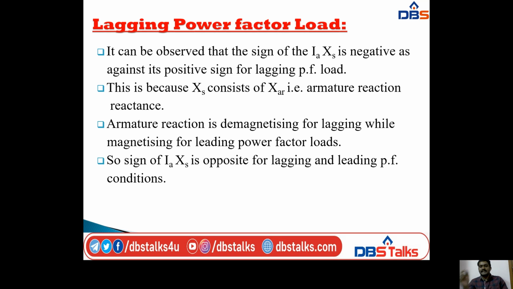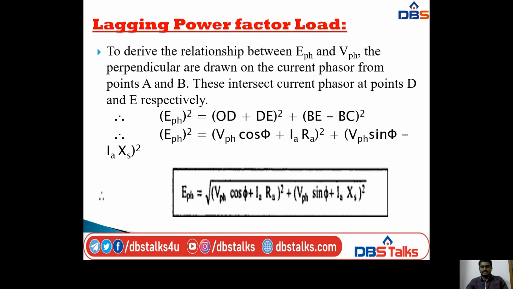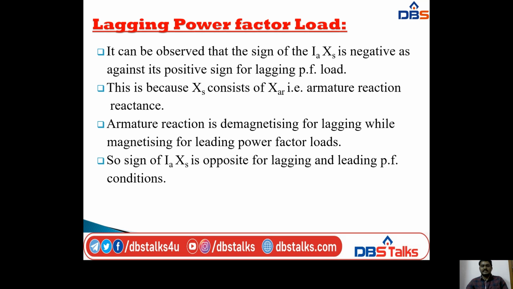And next, lagging power factor load. It can be observed that the sign of the IA Xs term is negative, as against its positive sign for leading power factor load. This is because Xs consists of XAR, that is the armature reaction reactance. Armature reaction is demagnetizing for lagging while magnetizing for leading power factor loads. You already know in the topic armature reaction I discussed these things. So the sign of IA Xs is opposite for lagging and leading power factor conditions.